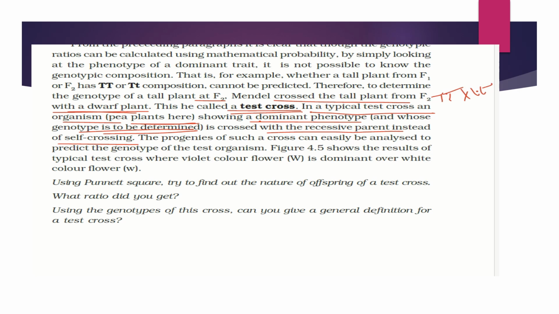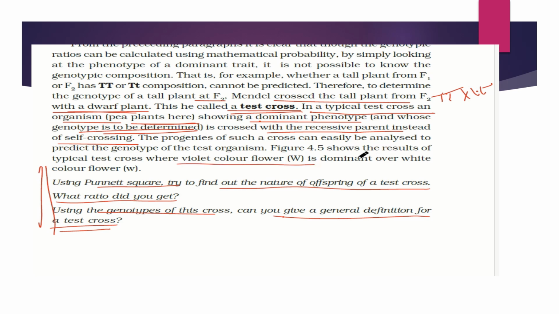So now here, using the Punnett square, try to find out the nature of the offspring of the test cross. What ratio did you get? Using the genotypes of this cross, can you give a general definition of test cross? So this is where we ended our last episode. From there, we will continue today with the test cross, where we will be taking violet colored flower, which is the dominant one over white color flower, which is the recessive character. So let's get started.